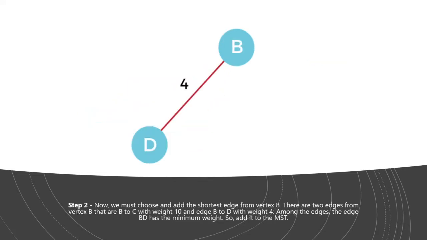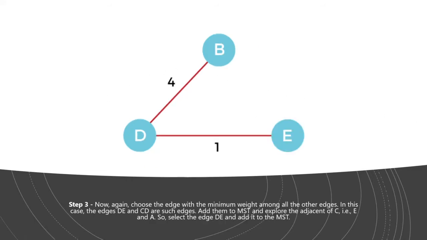Next step, now we must choose and add the shortest edge from vertex B. There are two edges from vertex B: B to C with weight 10 and edge B to D with weight 4. Among the edges, the edge BD has the minimum weight, so it is added to the minimum spanning tree.